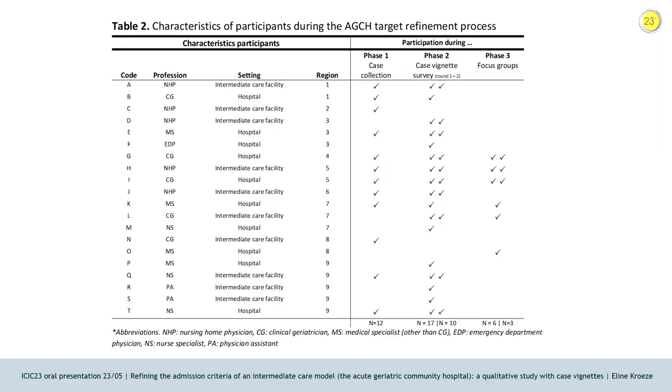I will not go into detail about the data analysis, but we used inductive and deductive coding. Once the article is published, the figure will also be available, which describes the whole target refinement process we followed. In total, 20 healthcare professionals participated, 10 from the hospital setting and 10 from the intermediate care setting. All were also involved in implementing the new care model, the acute geriatric community hospital, in their region.